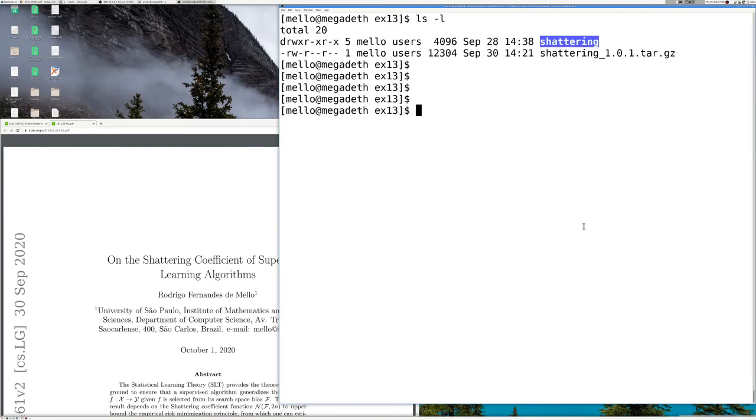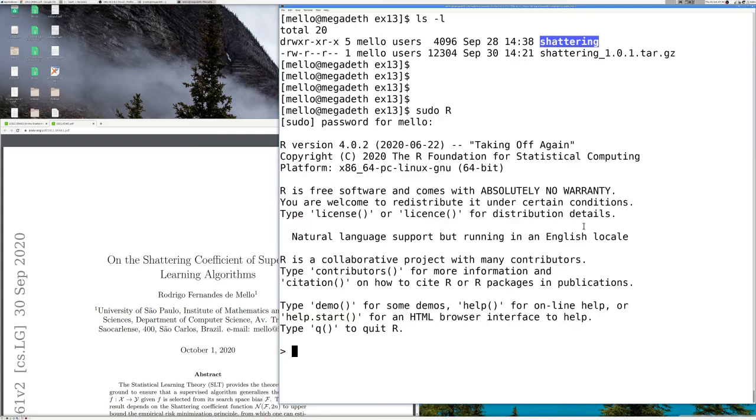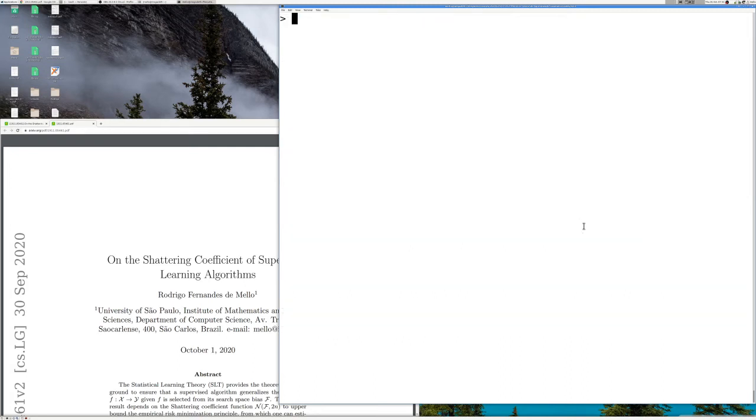So I wrote this package. If I start R as super user, as I'm going to do here, I can install this package like this: install.packages shatter. This package is already available in the official repository. So you just enter here, and it's going to install your package. As I have installed before, I don't need to install it.